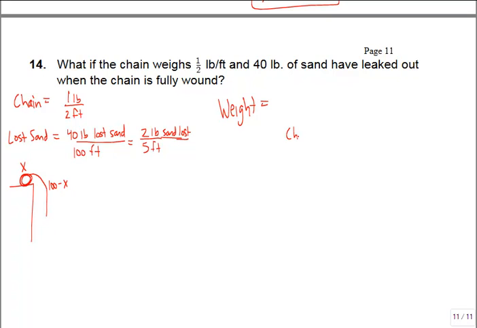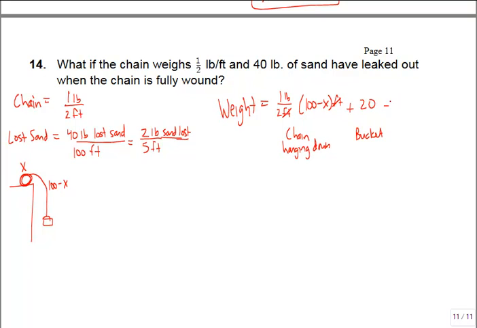So the chain hanging down is going to be 1 pound for every 2 feet. That was that linear density they told us in the problem, times 100 minus x feet that's hanging down. So the weight of this chain is 1/2 of 100 minus x. That's just from the chain. Then we have the bucket, which is a constant 20 pounds.